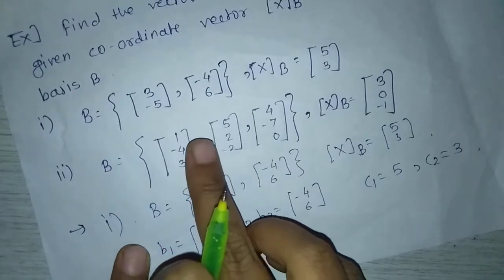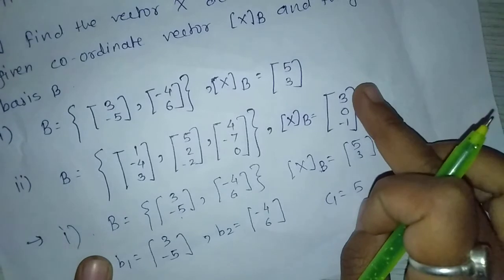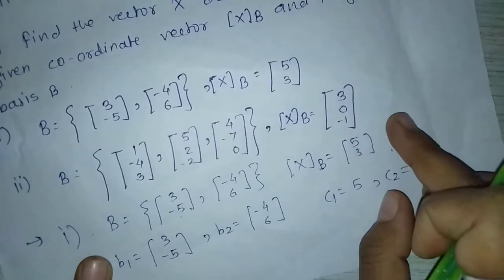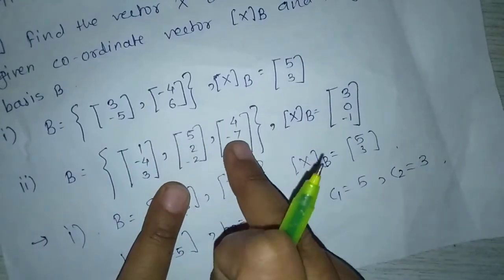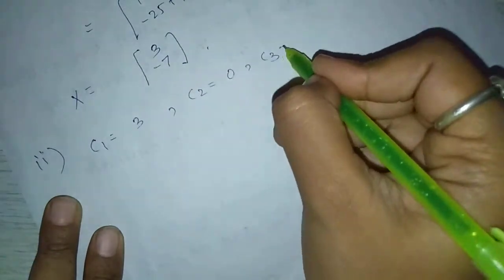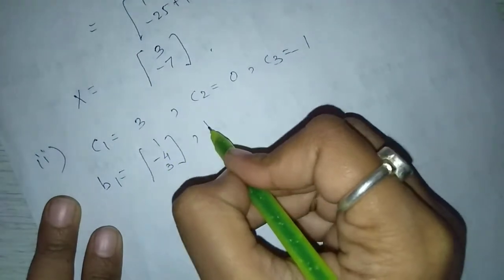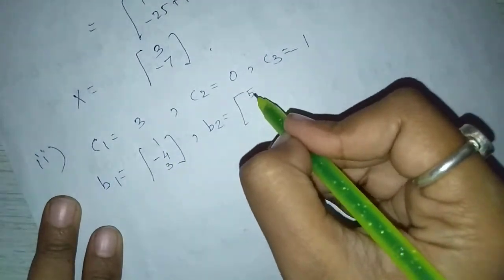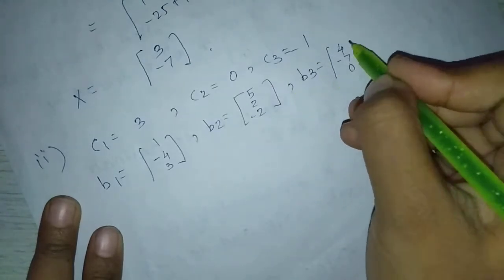B is equal to these 3 vectors and [X]_B equal to (3, 0, -1), means C1 equal to 3, C2 equal to 0, C3 equal to -1, and B1 equal to this vector, B2 equal to this, similarly for B3. So, take C1 equal to 3, C2 equal to 0, C3 equal to -1, B1 equal to (1, -4, 3), B2 equal to (5, 2, -2), B3 equal to (4, -7, 0).